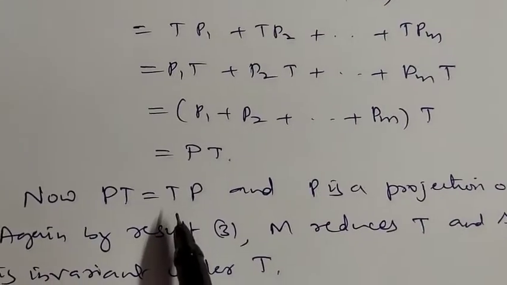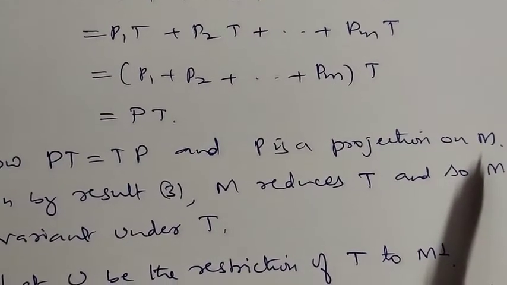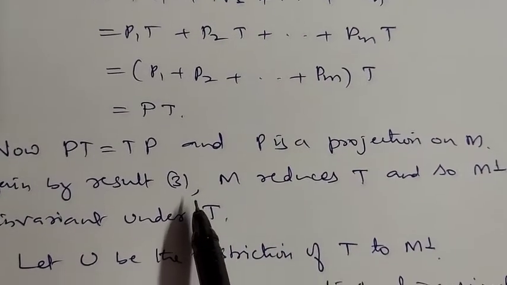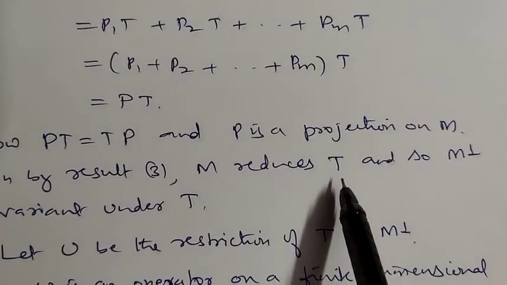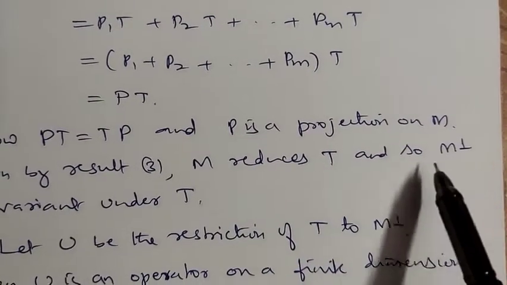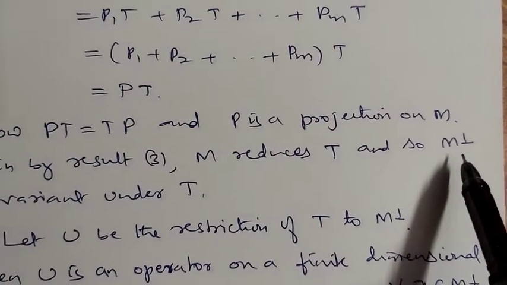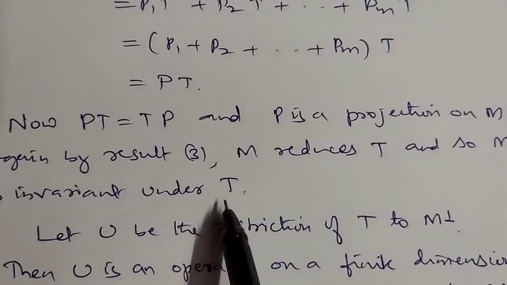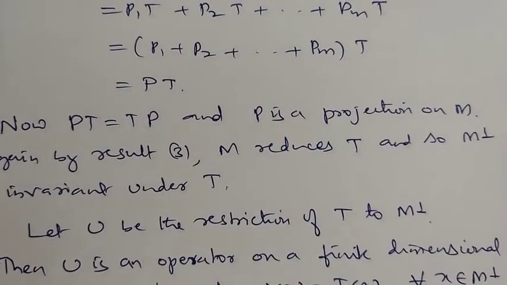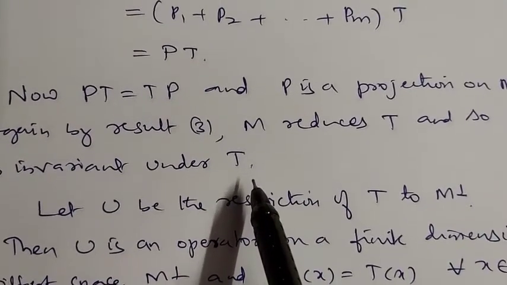Now, P T is equal to T P and P is a projection on M. Then by result 3, what will happen? M reduces T. M reduces T if and only if M perp, the orthogonal complement of M, is invariant under T, because M reduces T implies M perp is invariant under T.